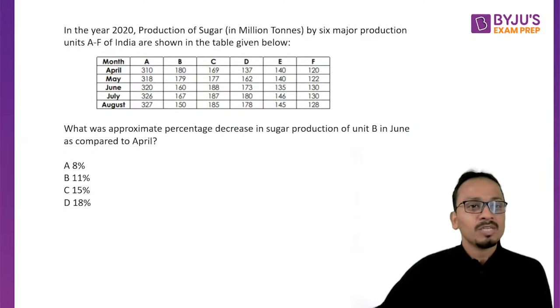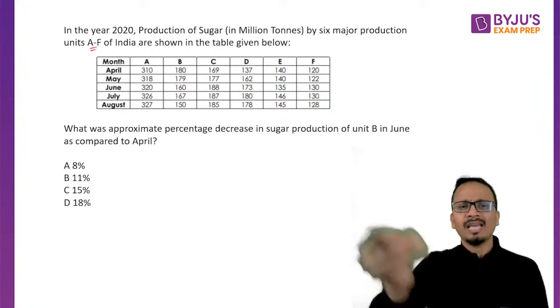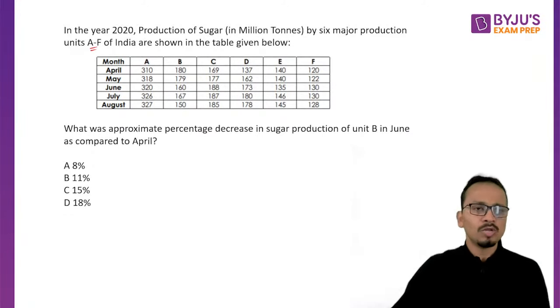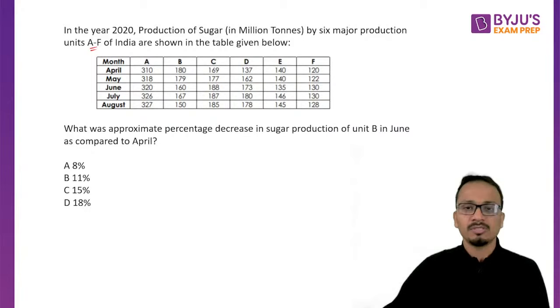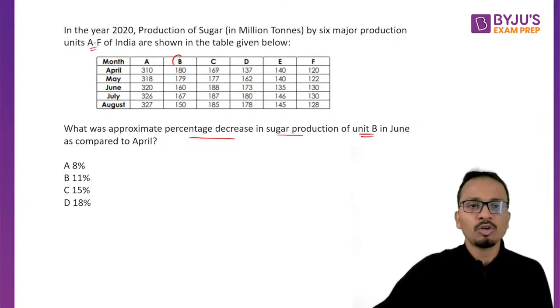Now we need to save a lot of time here. Okay, fine. So the question says that in year 2020, production of sugar by 6 major producers A to F of India are shown in the table. Now, I'm not reading these values in the table. I can see that there are A, B, C, D, E, F, April, May, June, July, August, and so many numbers. Don't look at these numbers. Just directly go to the question. So, what was the approximate percentage decrease in sugar production of unit B?